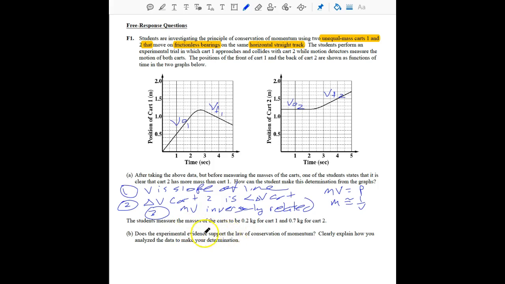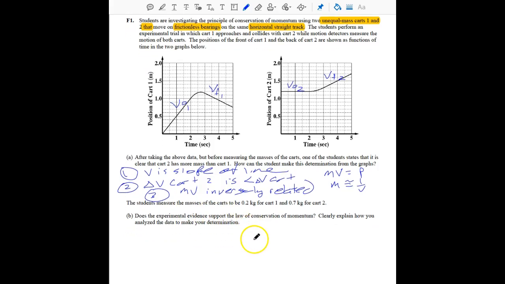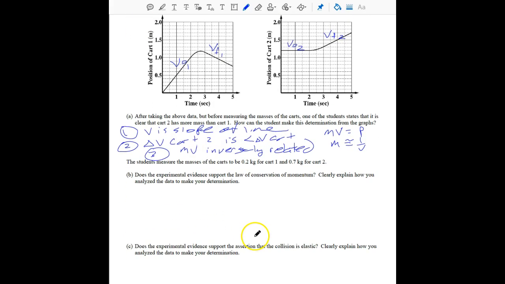The next part says the students measure the masses of the carts, and they do indeed see that this one is 0.2 kilograms, and this one is a lot heavier, it's 0.7 kilograms. And they want to know, does the experimental evidence actually support this? There are 3 points for this one.